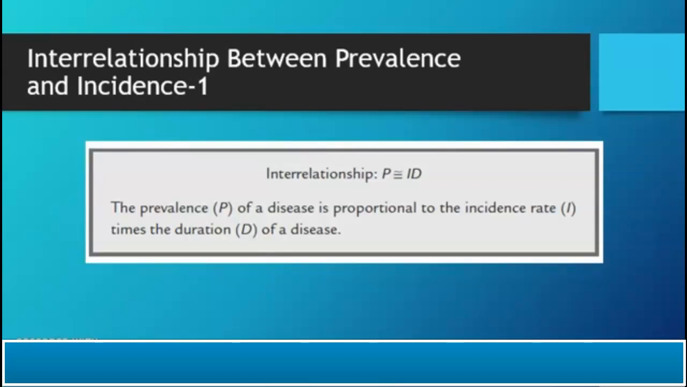Here, this equation sums up in a succinct manner the relationship between prevalence and incidence. Prevalence of a disease is proportional to the incidence rate times the duration of the disease. This is one of those fundamental equations of epidemiology that you really want to tuck somewhere in the back of your head and remember, because this is something that comes up again and again.